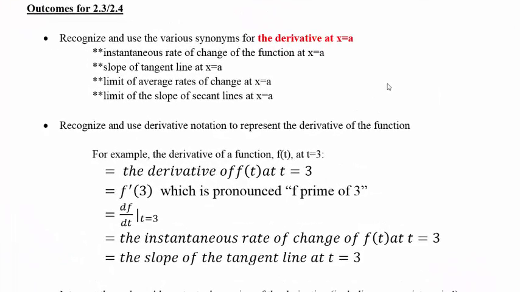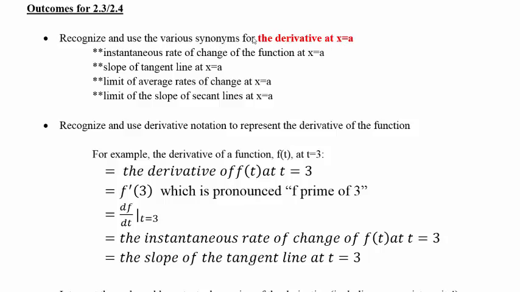This is Unit 2, Day 2, first video. We're going to learn about the derivative of a function at a fixed point, the derivative at x equals a. So for example, the derivative at x equals 3 or the derivative at x equals 150.